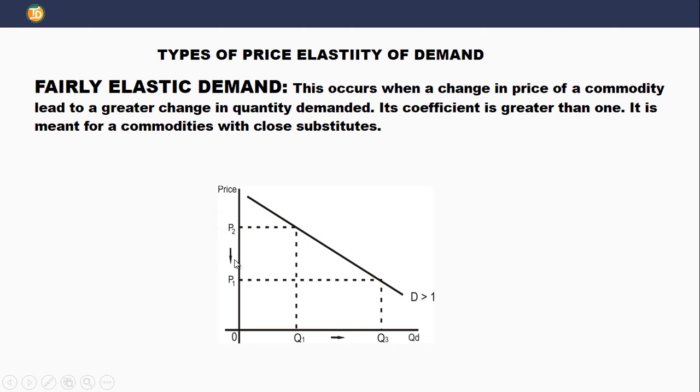As you can see, the price decreased from 2 naira to 1 naira. At price 2, we have quantity 1. By the law of demand, when the price fell to 1, quantity increased in greater measure to 3, which means that the percentage change in quantity is greater than that of percentage change in price. So the value we are going to have will be greater than 1.